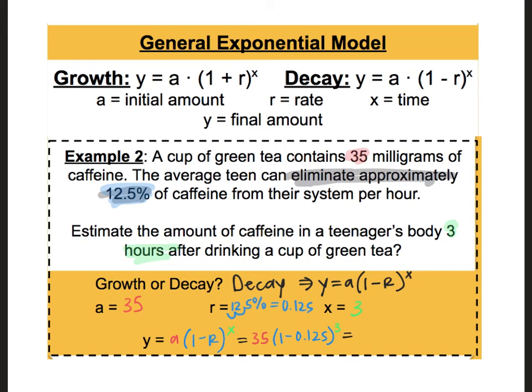Again, I'm going to change to black now and simplify. I'm going to do that thing in parentheses first. So I'm going to do 1 minus 0.125. I get 0.875. So really I have 35 times 0.875 all to the power of 3. Again, at this point, I can type that into my calculator just like that. And when I do that, I get 23.447.